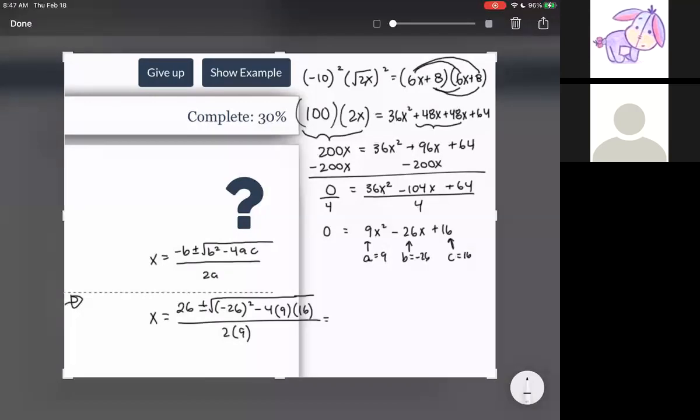Okay, so continuing, we get 26 plus or minus the square root of, let's figure out that mess. So what is negative 26 squared? That is 676. And then what is 4 times 9 times 16? So 4 times 9 times 16 is 576. All over 18. So we get 26 plus or minus the square root of 100 over 18. And then continuing the work over here, 26 plus or minus the square root of 100 is just 10.